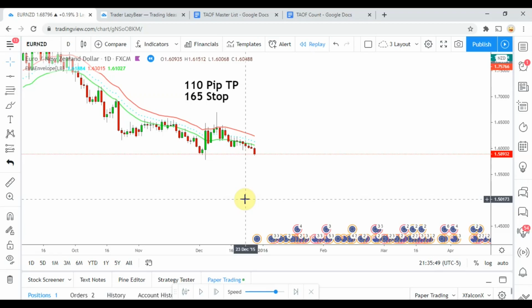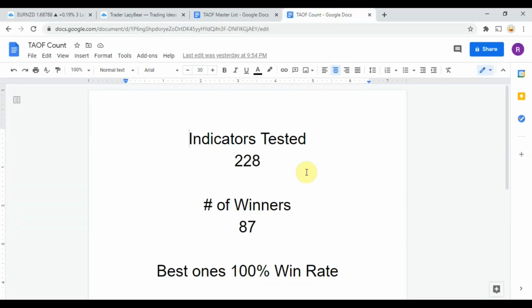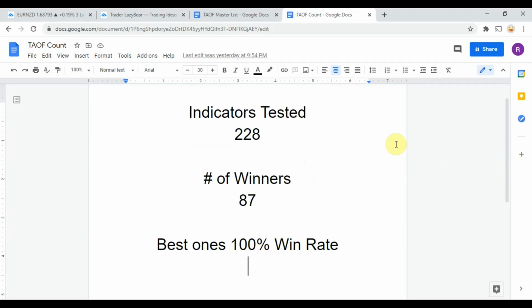Alright, as I said, today we will be testing the EMA envelope indicator. But before we do, I wanted to put the indicator scoreboard up for everyone to see. So to date, we have tested 228 indicators, and out of those 228 indicators, 87 of them have been winners, which means that they have met or exceeded the 60% win-loss ratio threshold that we have set for them. The best ones so far were able to achieve a 100% win rate.